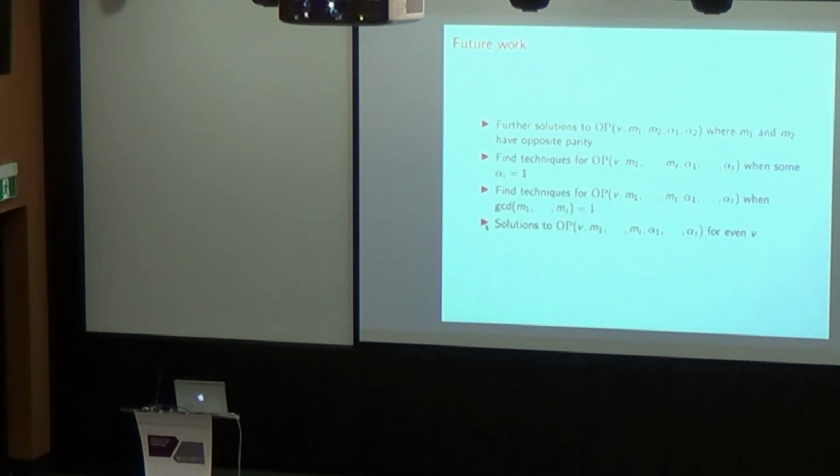That will give us more solutions. And also, our techniques for the generalized Oberwolfach problem required our cycle lengths to have common factors. So what can we do when the GCD of the cycle lengths is 1? And also, the case where v is even is still open in the generalized problem. So I'll stop there. Thank you.